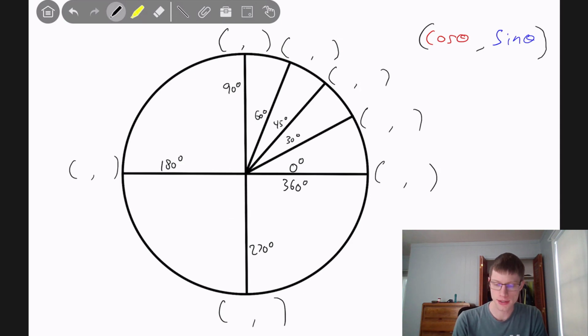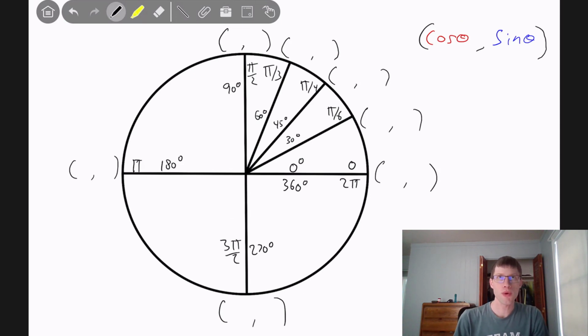So 0 degrees is 0 radians, or 2 pi radians. Those are coterminal. 30 degrees is pi over 6. 45 degrees is pi over 4. 60 degrees is pi over 3. 90 degrees is pi over 2. 180 degrees is just pi, and 270 degrees is 3 pi over 2.